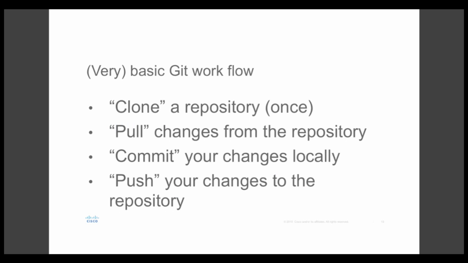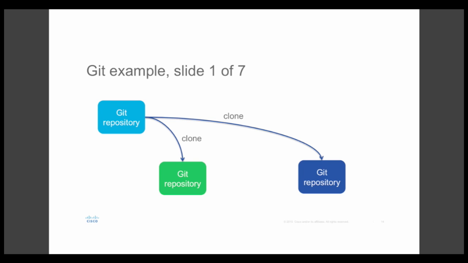So the very basic Git workflow, for those who've never used it: once you clone a repository, you now have a local copy of that repository. You can work locally and commit changes locally. You can also pull changes down from that remote repository. And if you have permissions, you can push changes back to the remote, upstream repository. So it would look something like this.